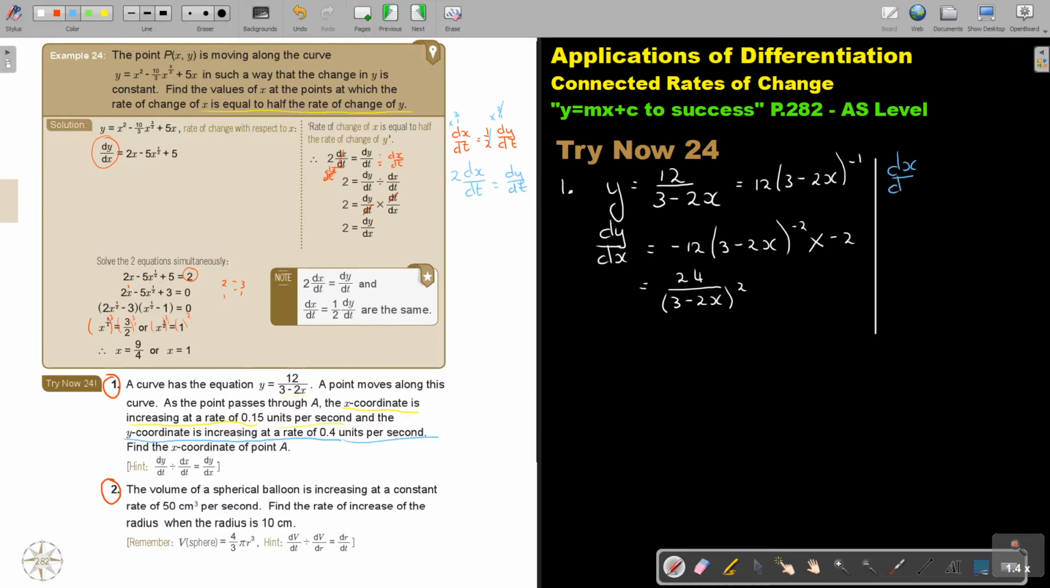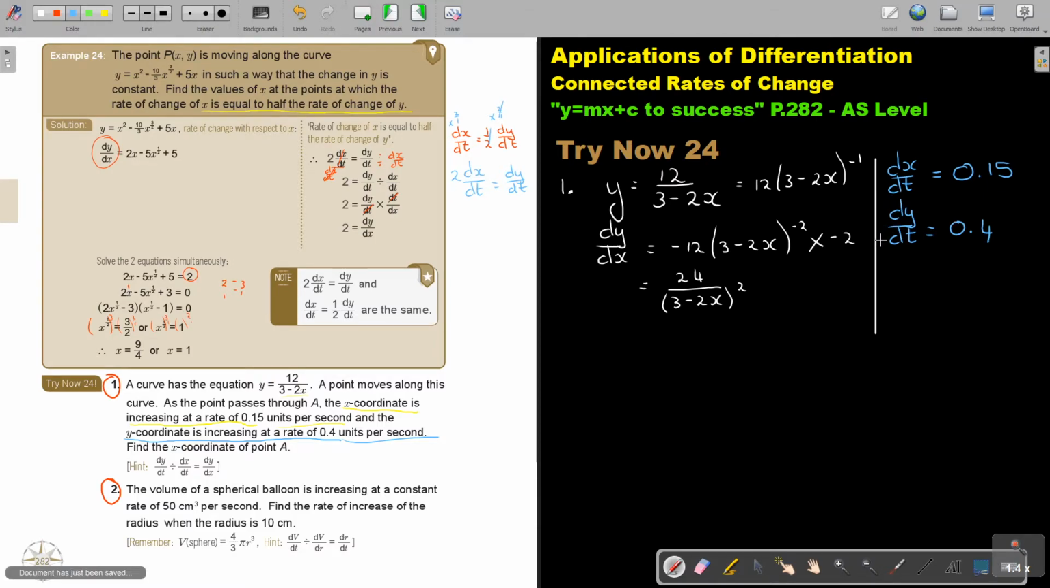dx over dt, so it's increasing with time. Increasing, so it's positive 0.15. And then the y-coordinate is increasing, so dy by dt is increasing at 0.4. Okay, and now I want to find an expression.